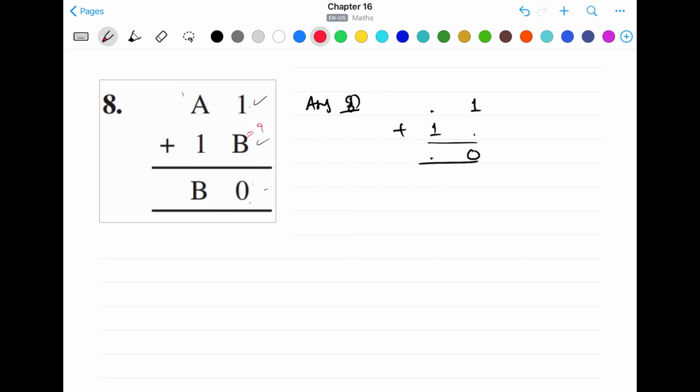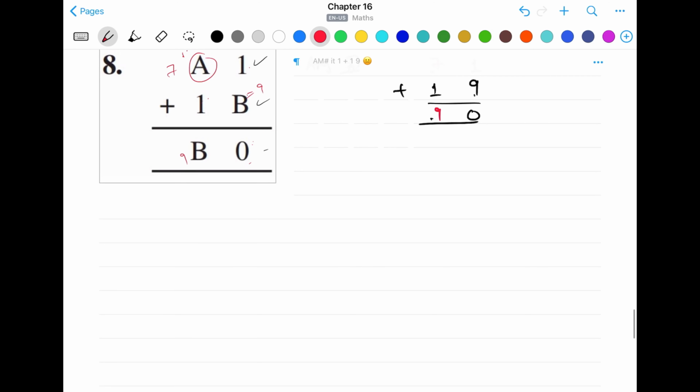Okay, then we have this a is added to 1 resulting as b. Since b we have already taken as 9, we have 1 here, 1 here, that means 2. So this a has to be 7. Okay, so 7 plus 1 plus 1 will give us 9. So the answer for this one will be 7 here and 9 here. So this 19 plus 71 would give us 90. Okay, so that's the answer.